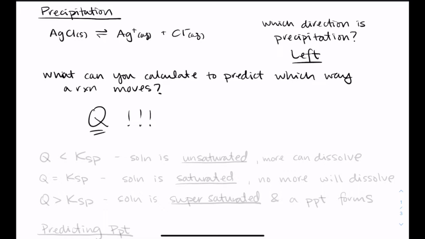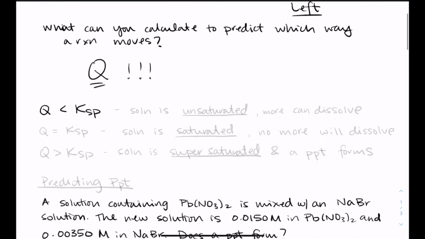Q less than Ksp, you would tell me the reaction moves to the right if you saw Q less than K. When Q is less than Ksp, we call the solution unsaturated. It means that more can dissolve, right? Which is what you would have told me just from Q and K. Moving to the right is dissolving. It means we can dissolve more in solution.